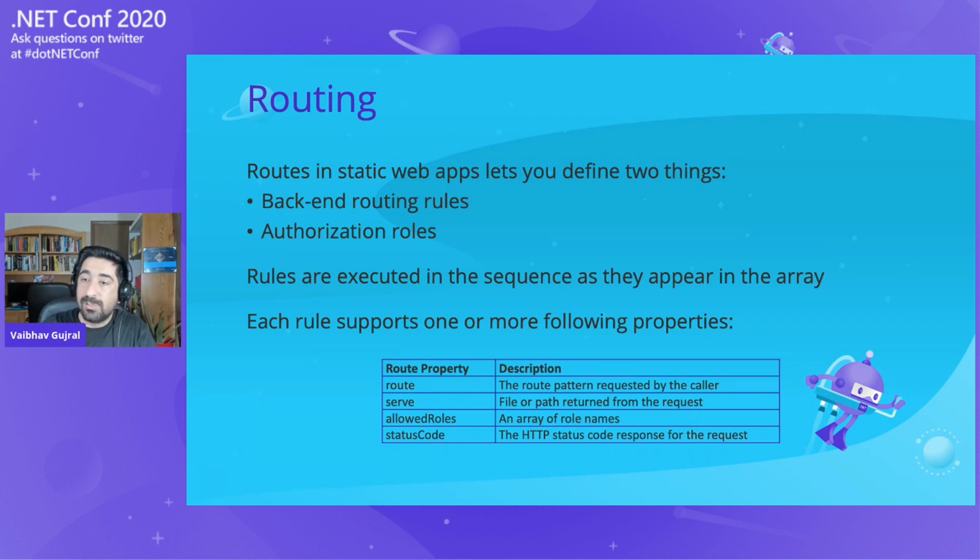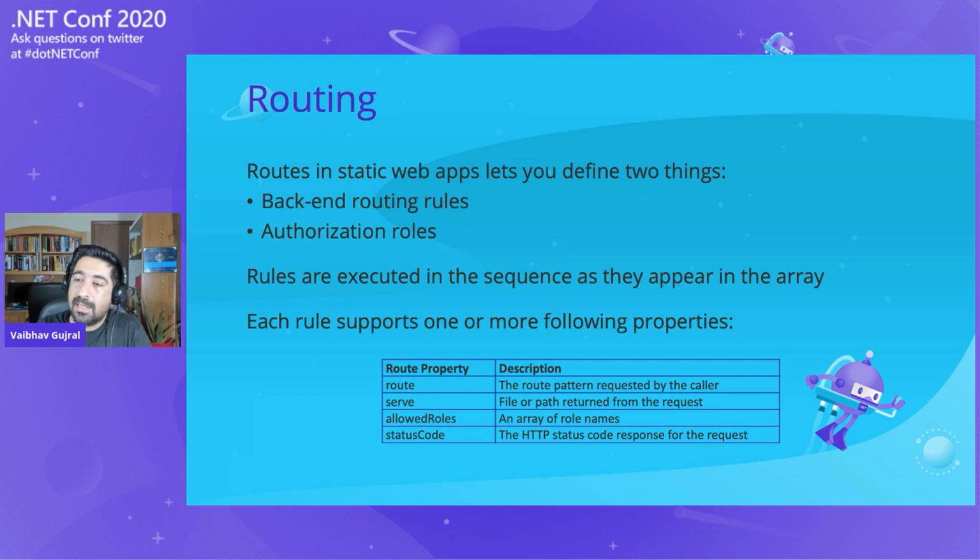The rules that you define in routes.json are executed in the sequence as they appear in the array. So do note that the sequencing of your rules in the file is important. Next, each rule defined in the routes.json file can have one or more of the listed properties. To start with, the route property defines the route pattern that is requested by the caller. For example, in the demo that I have taken, it was /fetchdata for my fetch data view.